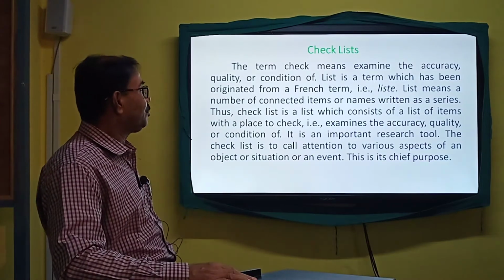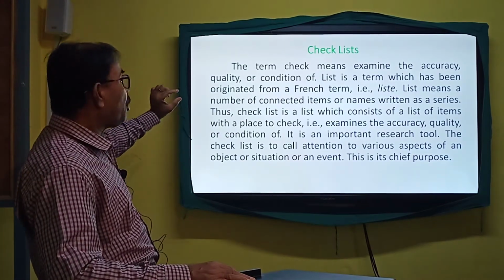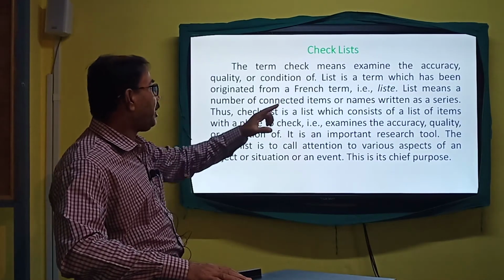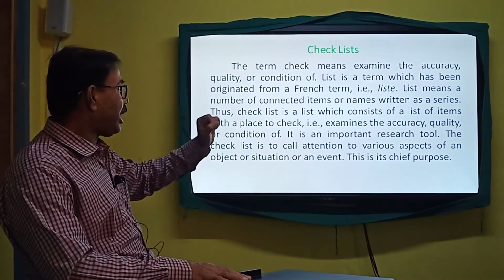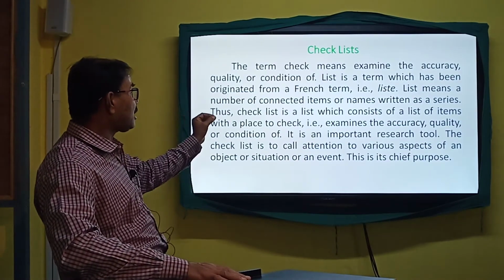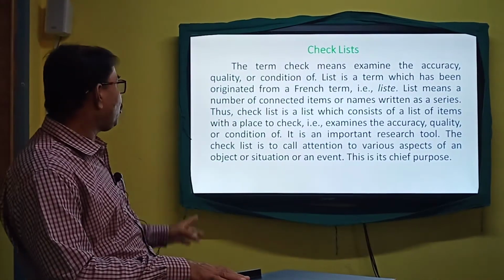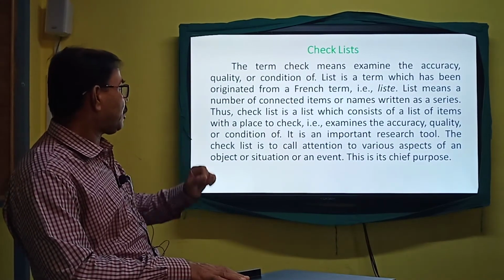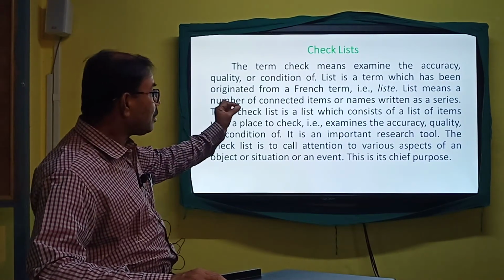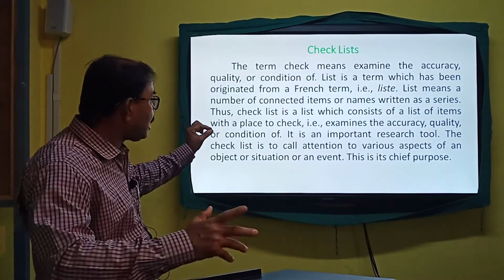And the second term, list, is a term which originated from a French term, liste. List means a number of connected items or names written as a series. This way, a checklist is a list which consists of items to check, that is, to examine the accuracy, quality or condition of the collected data.